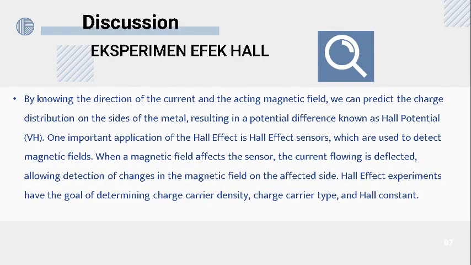Discussion: Hall effect experiment. By knowing the direction of the current in the existing magnetic field, we can predict the charge distribution on the slab of the metal, resulting in a potential difference known as Hall potential. One important application of the Hall effect is the Hall effect sensor, which is used to detect magnetic field. When a magnetic field affects the sensor, the current flow is deflected, allowing detection of change in the magnetic field on the effect side. The Hall effect experiment has the goal of determining charge carrier density, charge carrier type, and the Hall constant.